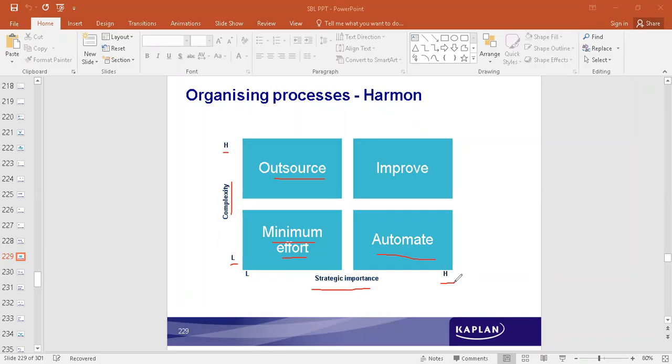By automating that, they can get cost advantages, because as the scale of operation increases, output increases, it becomes cost effective, so cost benefits can be realized. And they can cater to that high strategic importance by automation. If the strategic importance is on the higher side and the complexity is on the higher side, they have to be on continuous improvement, continuously look into that and improve their activity. So that is a model given by Harman in terms of organizing processes.